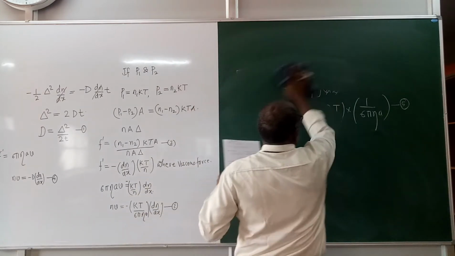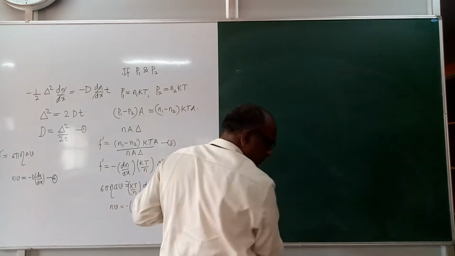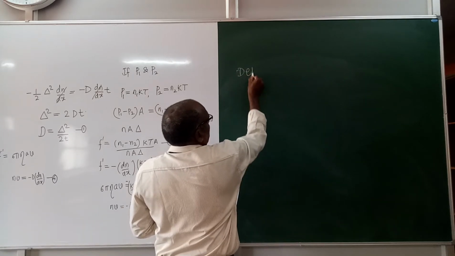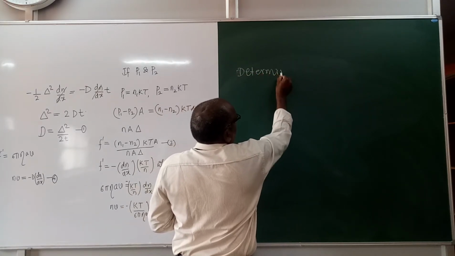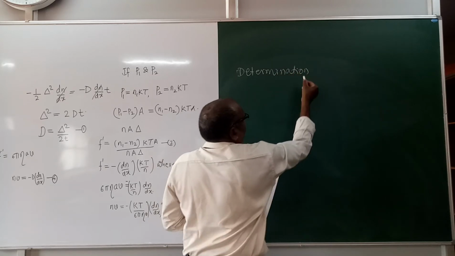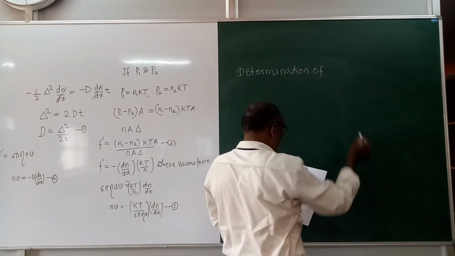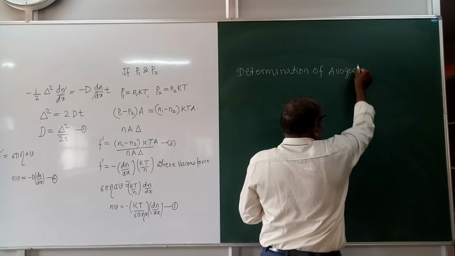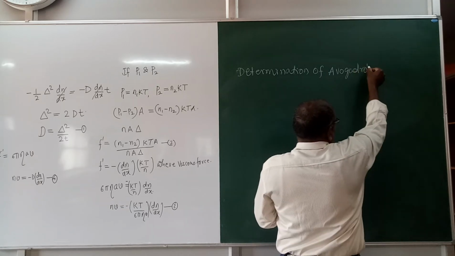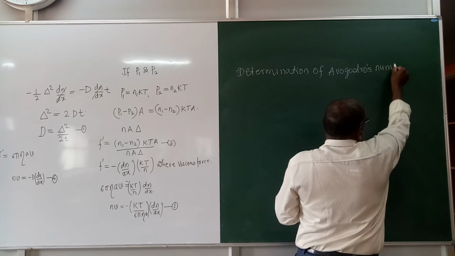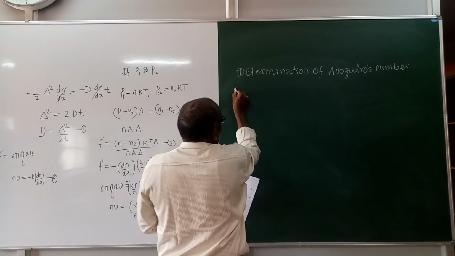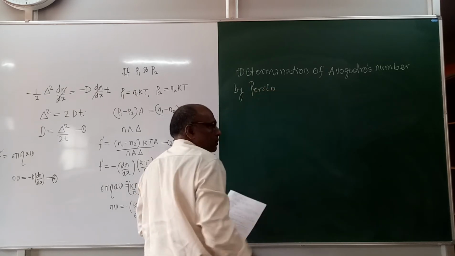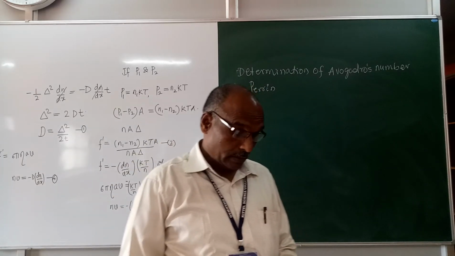Let's go for this also. Determination of Avogadro number by a scientist Perrin, P-E-R-R-I-N. It is mentioned specifically in our syllabus.